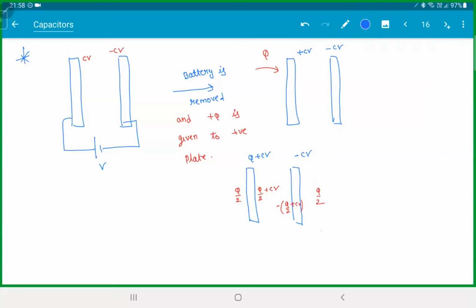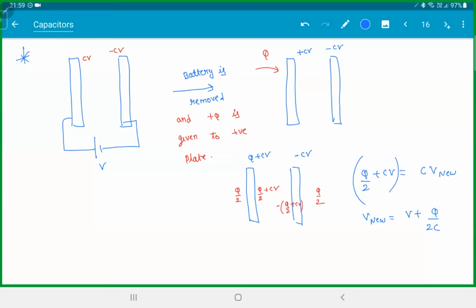So when you want to find the potential difference, what will you write? Q by 2 plus CV is equal to C into the new potential difference. No? Q is equal to CV. So we get the new potential difference will be V plus Q by 2C. This was the question. Please check the question. This was how they asked it. They said a capacitor is connected to a battery of voltage V. Then the battery is removed and you give plus Q charge only to the positive plate. Find the new potential difference.